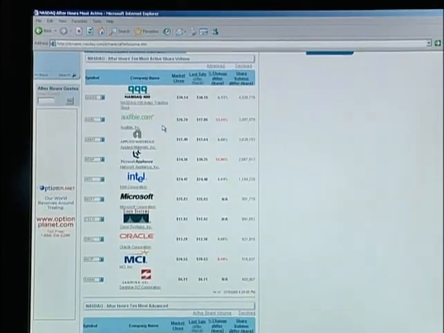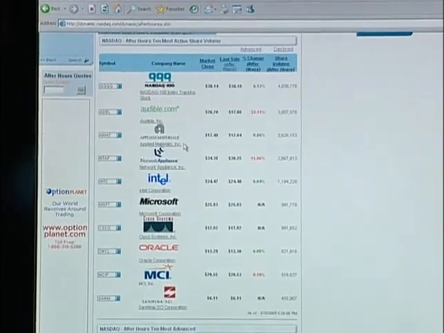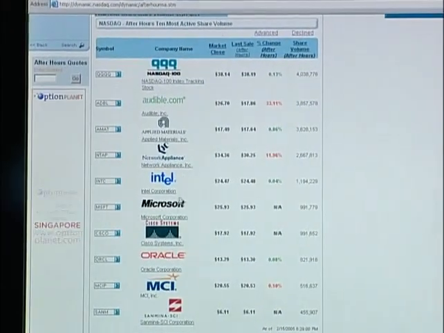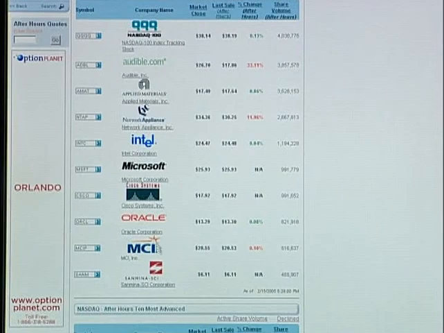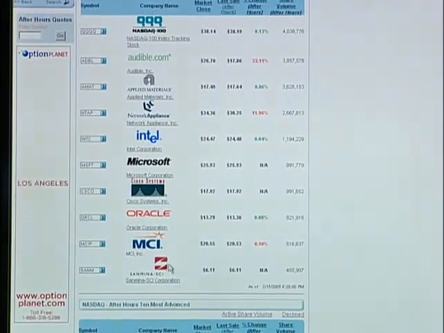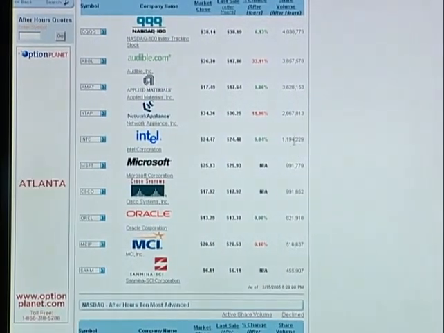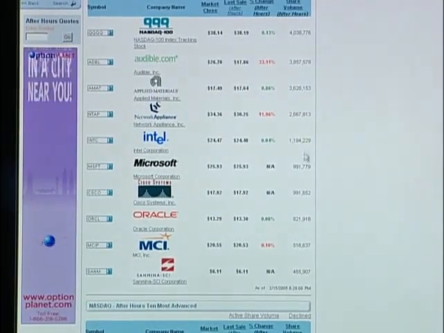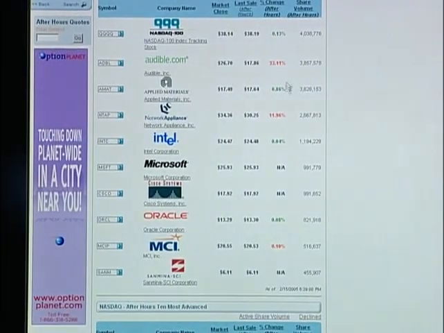we see the good old cubes, Audible.com, Applied Materials, Intel, Microsoft, Cisco, Oracle. Pretty much the same old group, huh? Yeah, they're always there. And they all have some decent share size, from several 100,000 up to 4 million, okay?